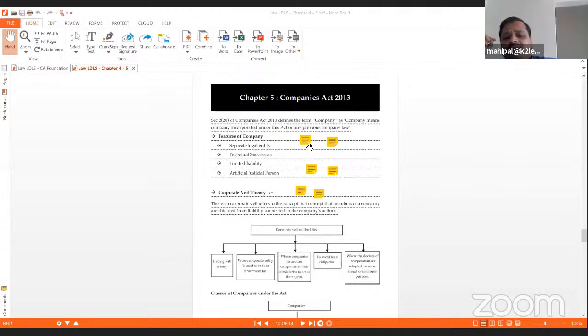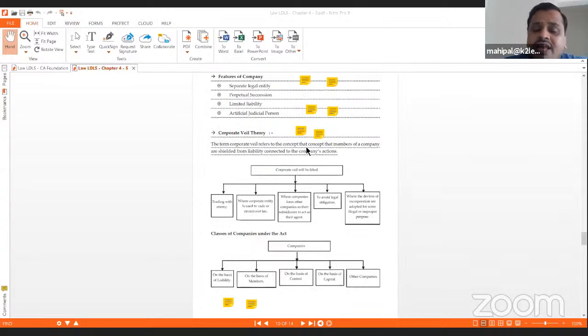Next comes the corporate veil. The term corporate veil refers to the concept that the members of companies are shielded from the liability connected to the company's actions. It is a curtain between the members running the show and the public. This corporate veil can be lifted in the following cases.